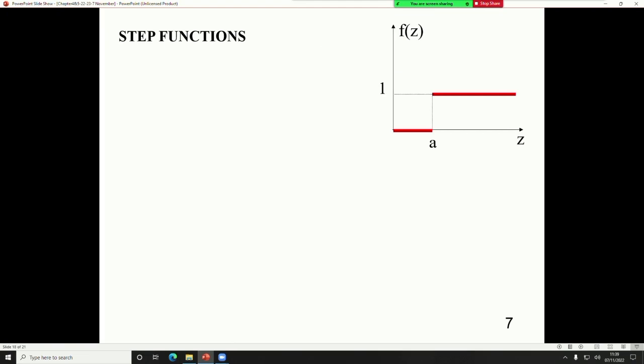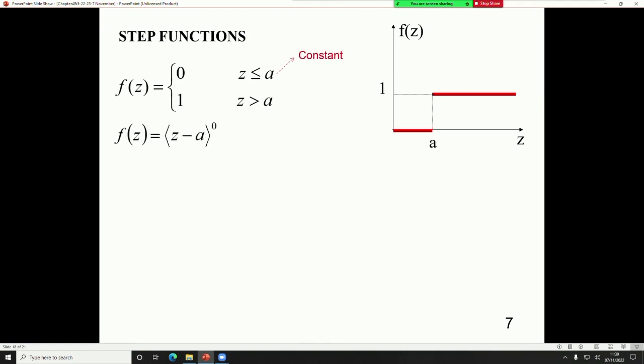You can see this function has discontinuity at z equal to a. When z is less than a, the value of the function is 0. Whenever z is greater than a, the value of the function is equal to 1. I can write these two using piecewise equations, using two equations. But if I want to use one equation to show both of them, then I use step functions. So instead of using two equations, I just use one equation.